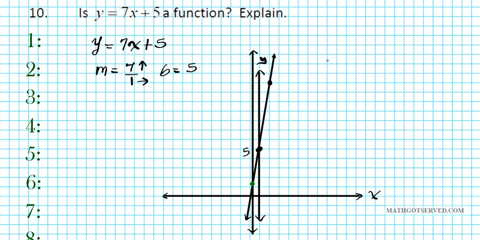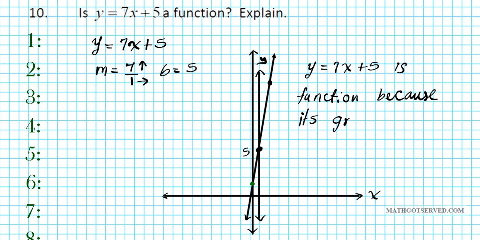So y equals 7x plus 5 is a function because its graph passes the vertical line test. All right, so that's that.